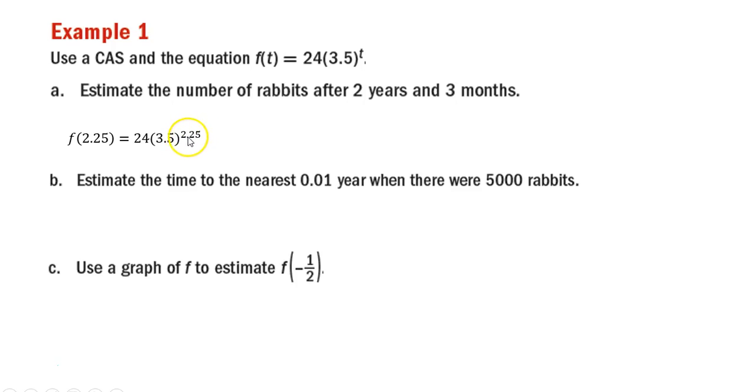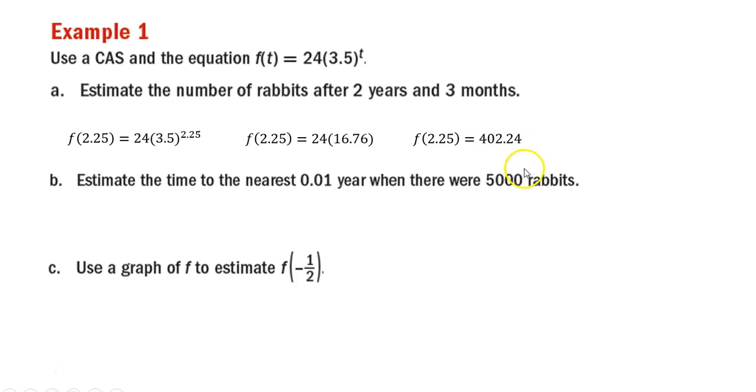So we take 2.25 and plug it into our function. So we find f of 2.25. When we plug in 2.25, we get 24 times 3.5 to the 2.25 power. We're going to need a calculator for this. I have no idea what 3.5 to the 2.25 power is. Turns out that it's 16.76. Then we take 16.76 and multiply that by 24. Notice I just did 3.5 to the 2.25 because the only base of the exponent is the 3.5. Multiply those together and you get about 402.24 rabbits.